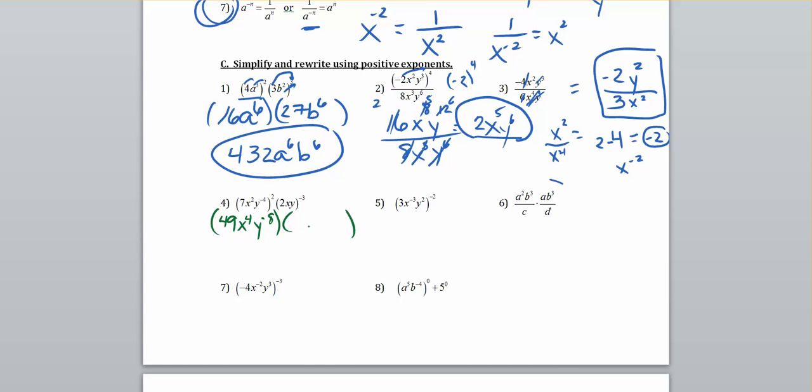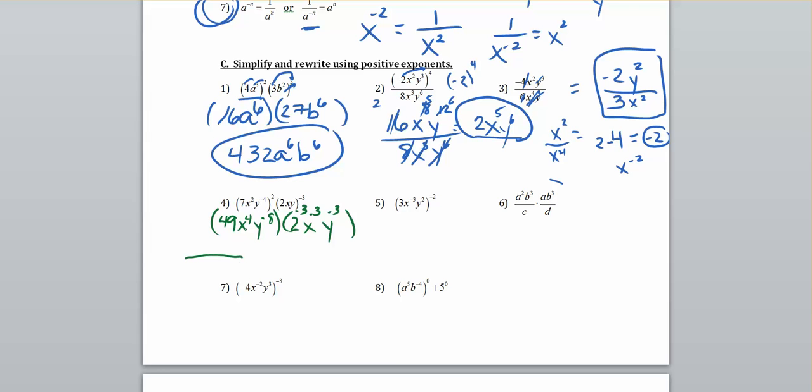I'm going to simplify the second parentheses, 2 to the -3rd. I'm going to leave that for a minute because I'm going to come back and work that out with you. But then I'm going to get x to the -3rd and y to the -3rd. Okay, I see I'm going to have negative exponents, so that tells me pretty much straight away that I'm going to have a fraction for sure.